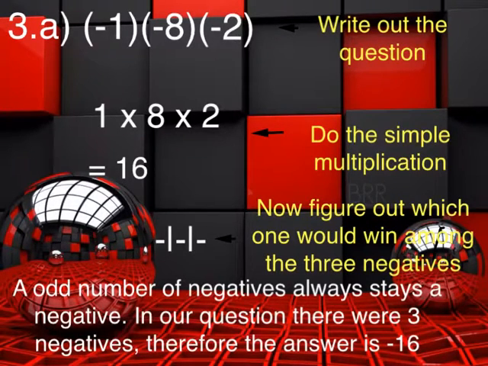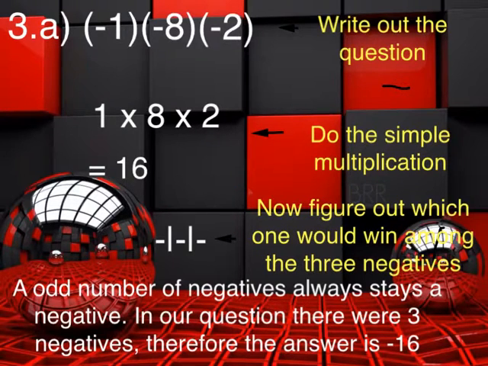Now we're going to do question 3A from the homework. The first step would be to write out the question, which is negative 1. And remember, when you have two brackets beside each other, that always means you're going to multiply. So the question would be now negative 1 times negative 8 times negative 2. This question can be a little bit harder than the other ones because we are dealing with three numbers instead of two. But it follows the same order. First we are going to do the simple multiplication. 1 times 8, which equals 8, times 2, which equals 16.